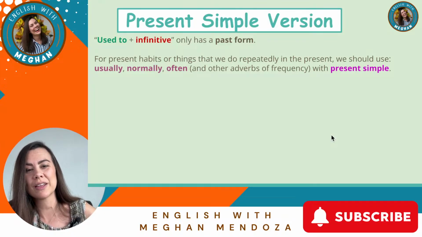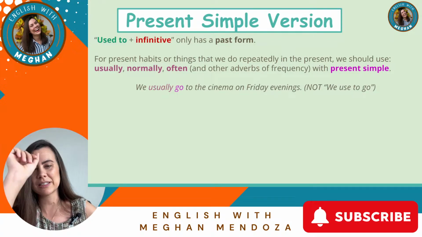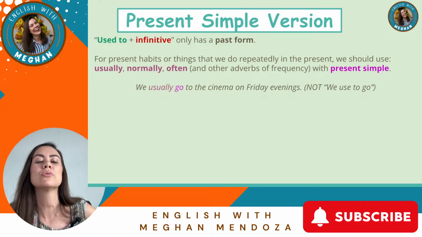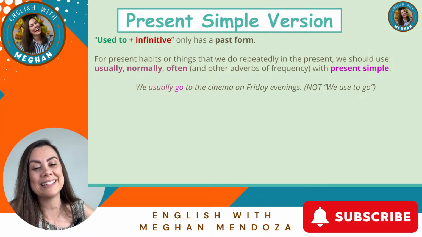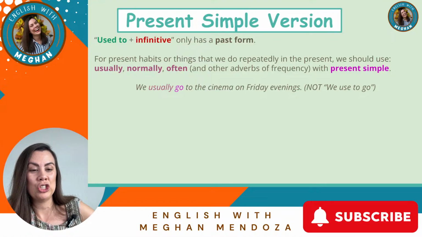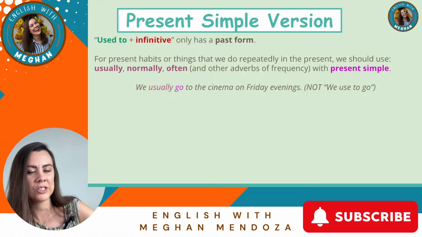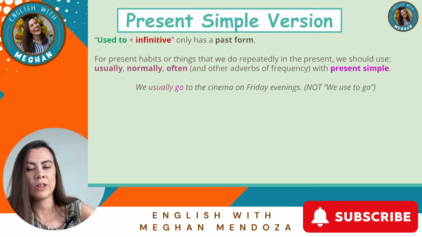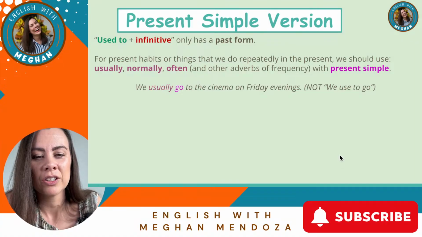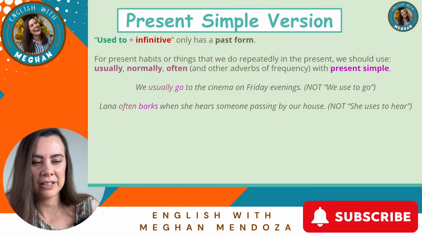When you're doing something repeatedly, daily, weekly, yearly, more than once, it's an adverb of frequency. We use the present simple. We usually go to the cinema on Friday evenings, okay? We cannot say we used to go to the cinema. It's totally false, even if there's no D on it.